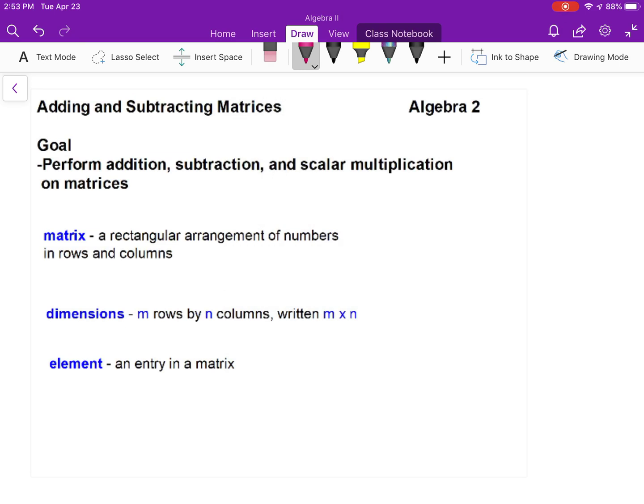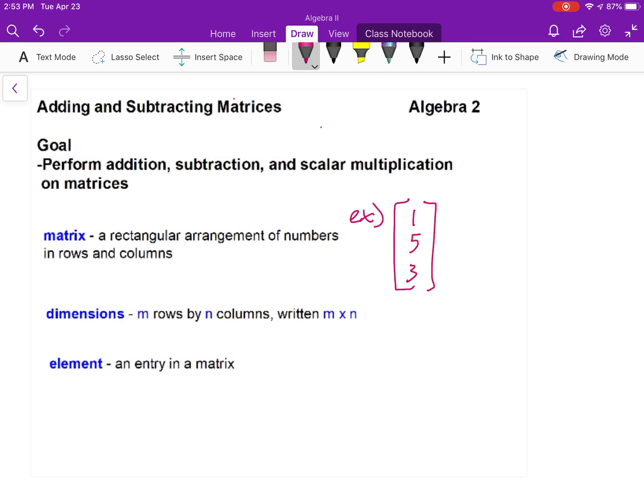Adding, subtracting matrices. We're going to perform some addition, subtraction, and scalar multiplication of matrices. A matrix is a rectangular arrangement of numbers in rows and columns. So here's an example of a matrix. I could have a tall, skinny one like this: 1, 5, 3.